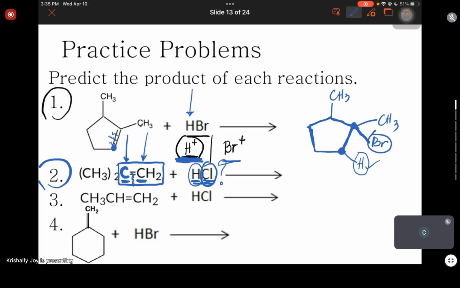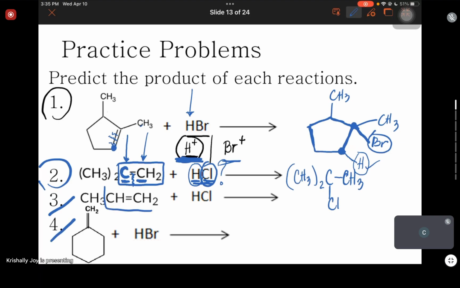Whereas this carbon has two. So that is where we add the hydrogen. Copy the CH3 and then a carbon, which becomes CH3, and this other carbon is where we add the chloro. Okay, so you do the same with number 3 and 4.